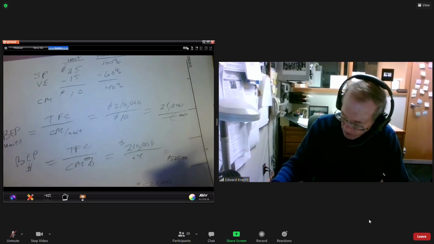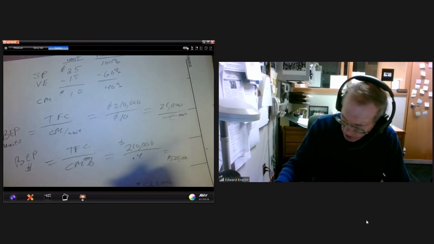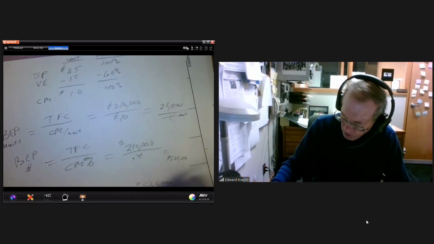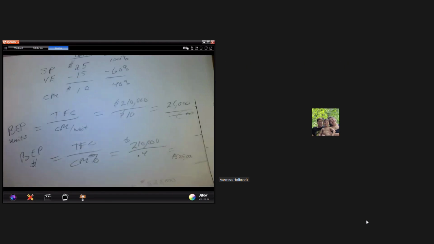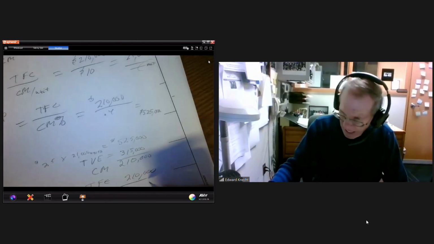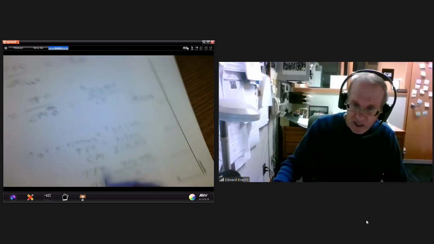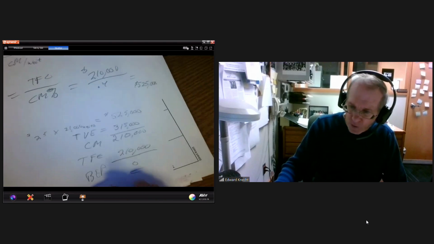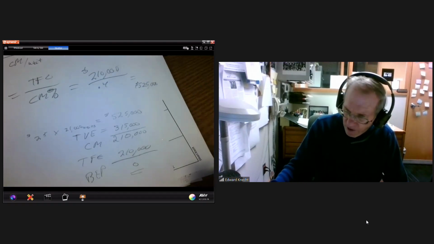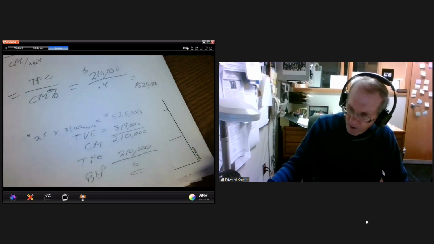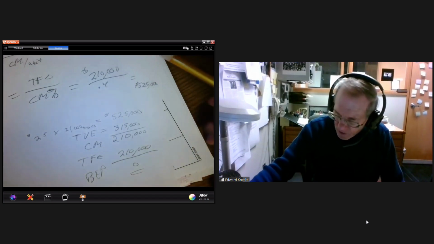Or you could do it the old fashioned way. So when we subtract this, do we end up with 210,000 as my total contribution margin? And then if I take my total fixed cost or total fixed expenses, how much is that? 210. So that's break even point. I confirmed a break even point. Did you see how I did that? I did it the long way to confirm it. Yeah, you did have to sell 21,000 units to break even.